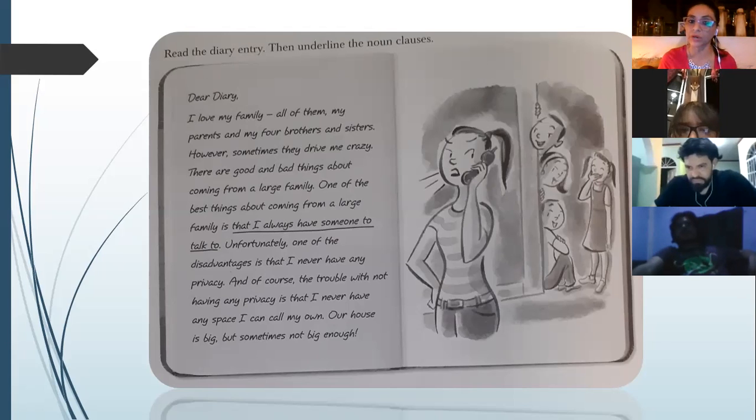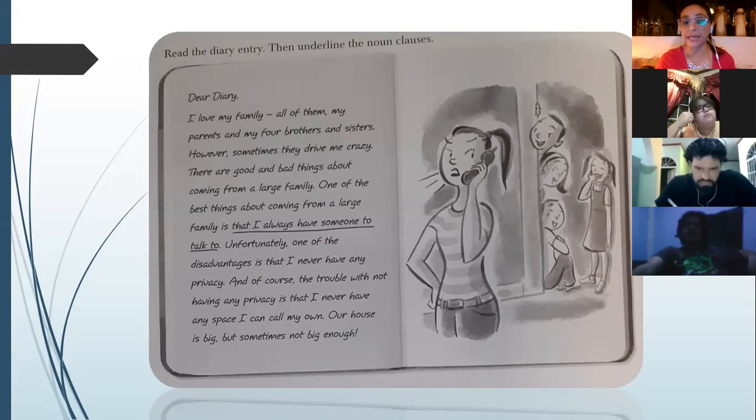That is the relative pronoun. In this case, I is the subject, have is the verb. And the other one, what was the other one? Of course, the trouble with not having any privacy is that I never have any space. Very good. So Miguel, where does the noun clause begin in that sentence? The relative pronoun will be that, and the noun clause will be I never have any space I can call my own. That's right, very good. In that case, you have I again as the subject, and have again as the verb, okay? So no problem with that, guys, very good.